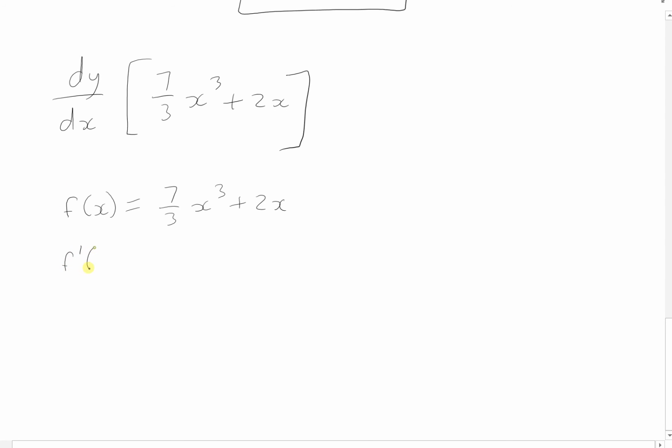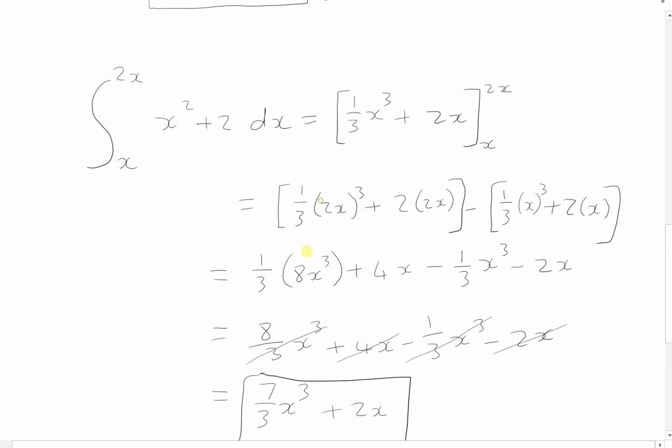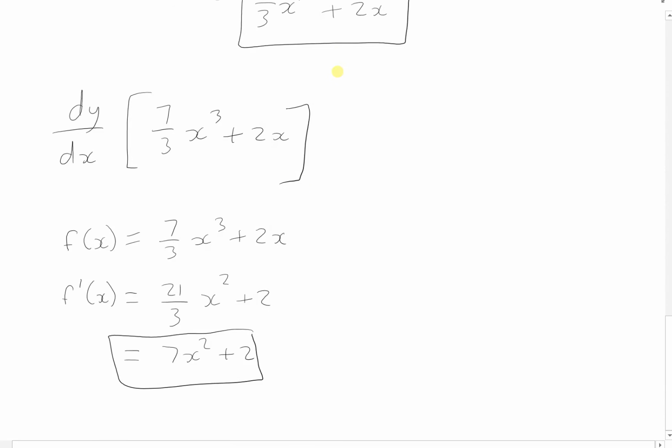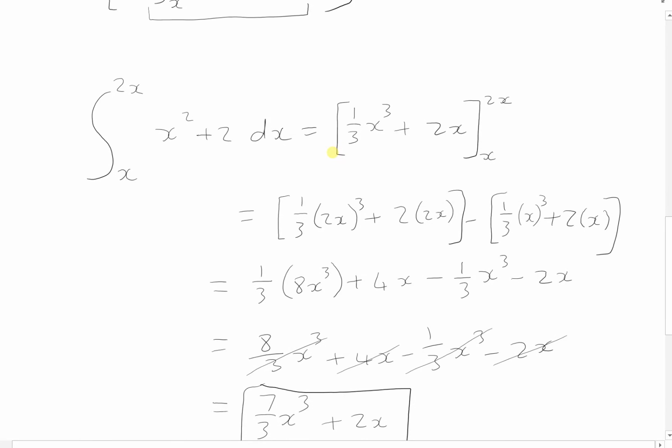So it's f prime of x equal to, that's just going to be 21 over 3, or the same thing as 7, x squared plus 2, so that's just going to be 7x squared plus 2. And this is basically going to be your answer for this whole big problem here, which is 7x squared plus 2.